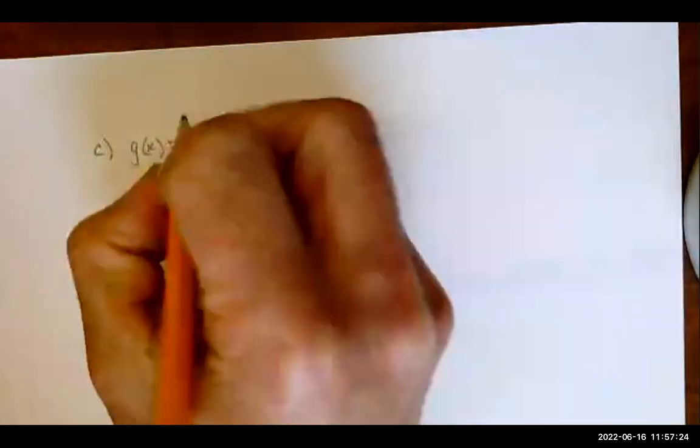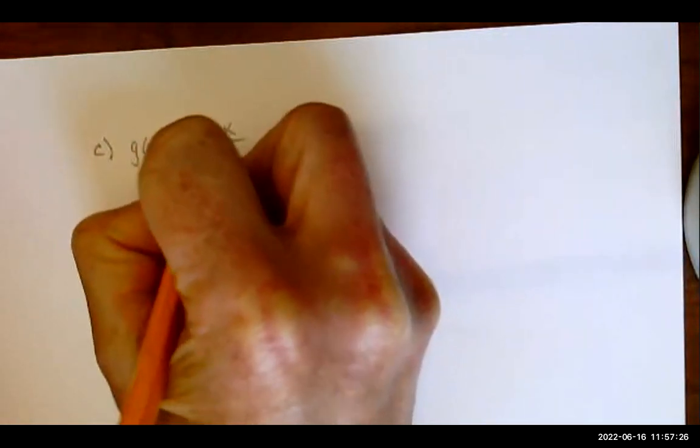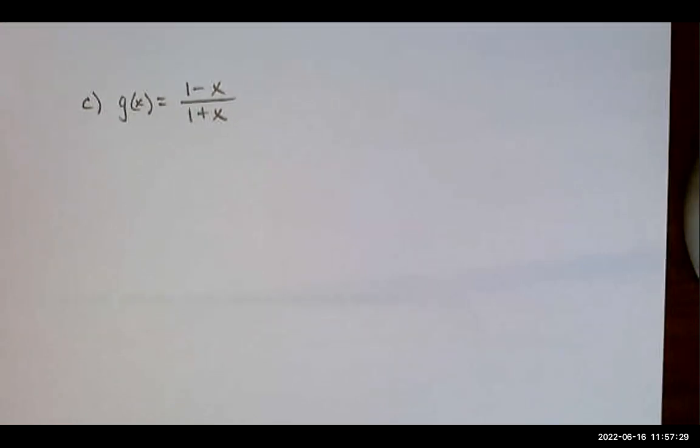Okay, one more. Let's squeeze it in. Part C, g of x equals 1 minus x over 1 plus x. Now this is a little different. We got the fraction, right?